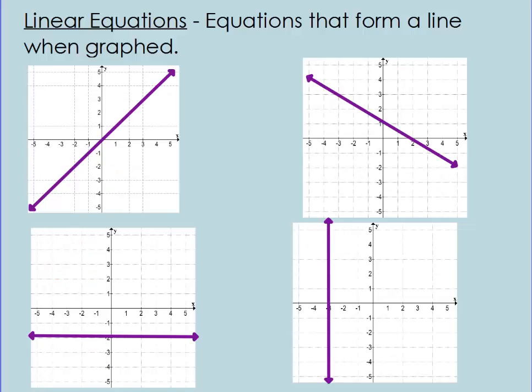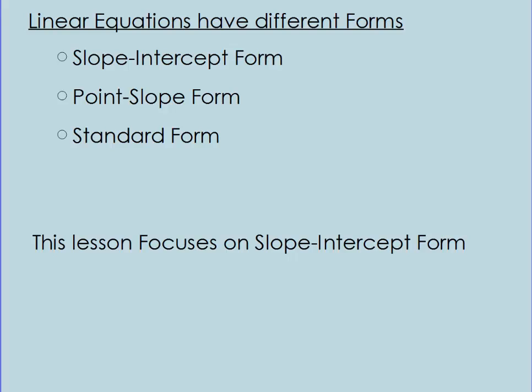Let's begin. First thing, what's a linear equation? Equations that form a line when graphed. And we've done this before. They can look like any one of these four cases or any kind of line. That's a linear equation. So this unit, we're going to talk about the different ways you can write linear equations. And three main ones are slope-intercept, point slope, and standard form. This lesson is going to be on slope-intercept form.